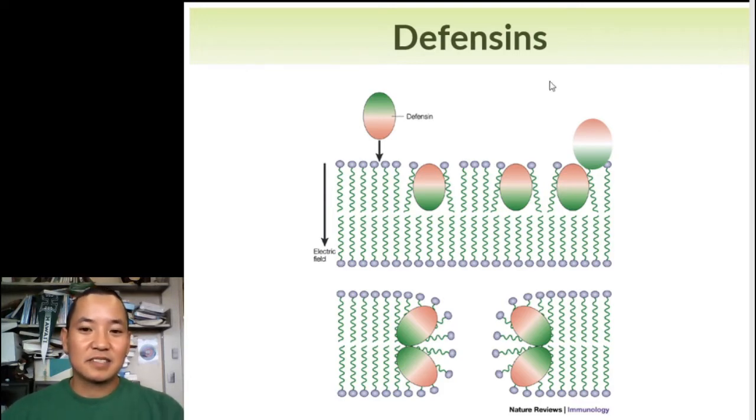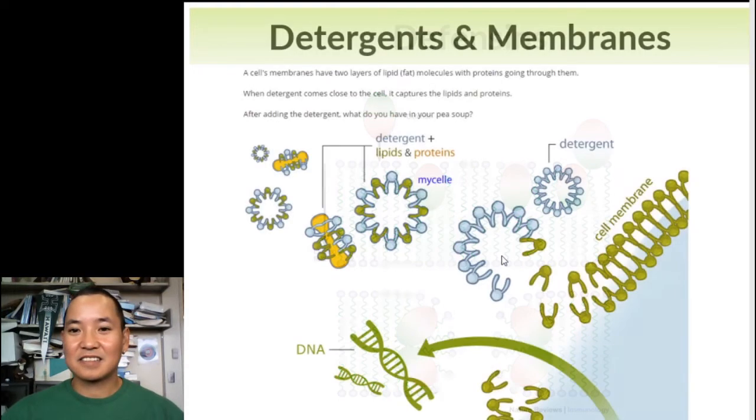So defensins, these are proteins, and what we have here is a membrane. Say this is a bacterial membrane. What do defensins do? They actually embed themselves in the membrane of a bacterium, and eventually they can start to form these little holes in bacterial membranes. So defensins are kind of like detergents.